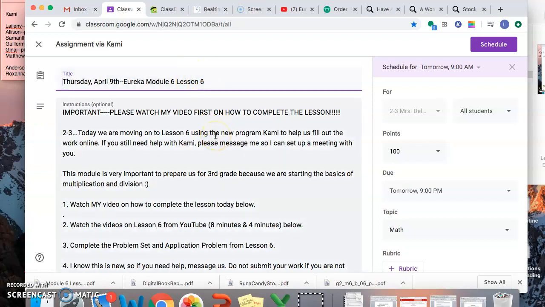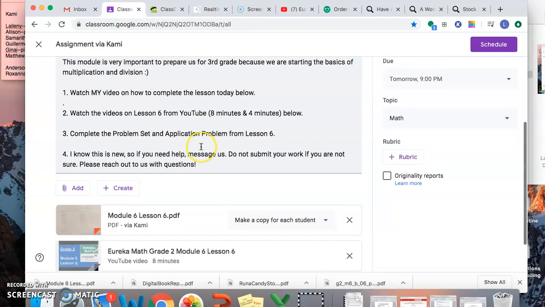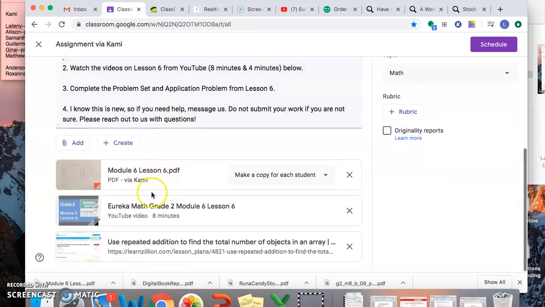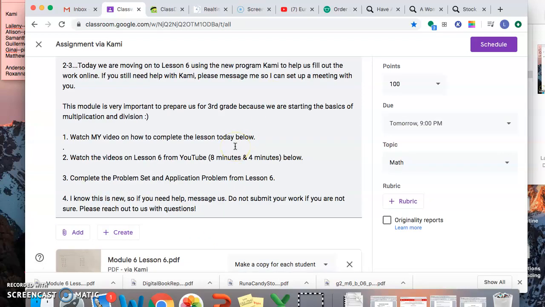The next one, we're moving on to the next lesson, which is lesson 6. Okay. So we started arrays yesterday, and we talked about how important arrays are because they're the basis of multiplication. So today for your instructions, you're going to be watching my video, and then you're going to watch 2 videos on lesson 6, one is 8 minutes and then another one is 4 minutes. And it's just helping because now for today's lesson, we're still doing arrays, and now we're incorporating repeated addition with the arrays and going over yet again rows and columns, okay? And once you watch all your videos, you're going to go to the problem set and the application problem.